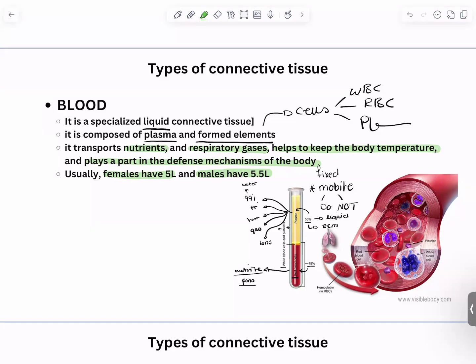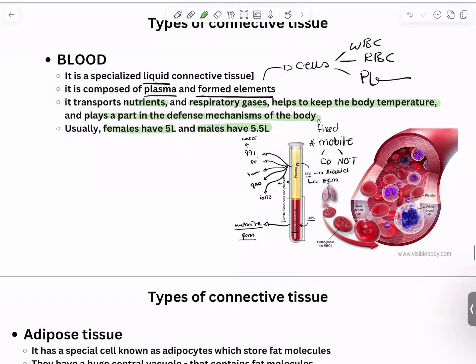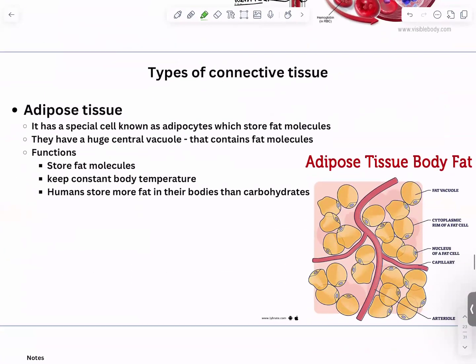It depends on many factors, but the average is about 5.5 liters of blood for the male body, 5 liters for the female. No, the average, other things are not important. The next type of connective tissue is adipose tissue.